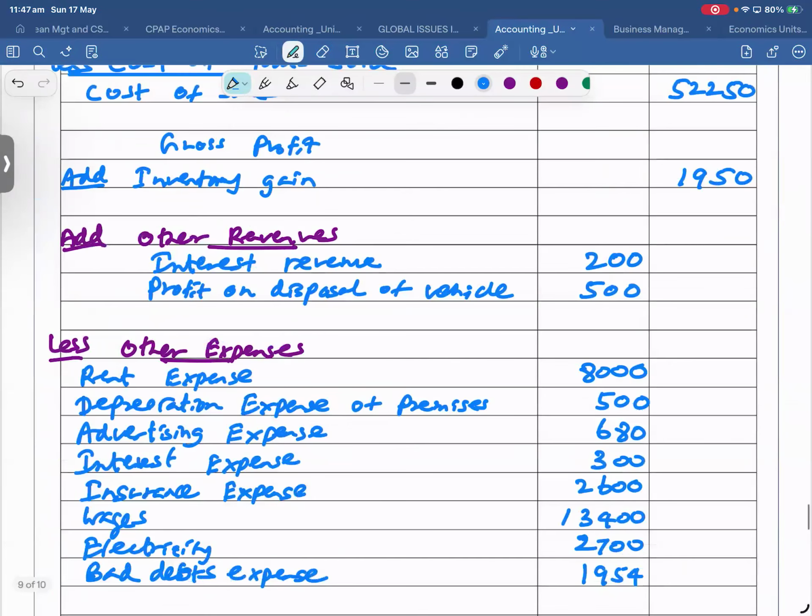Then guys, we have to take away all the other expenses, which is, let's add them. 30,134. Then net profit 24,766.